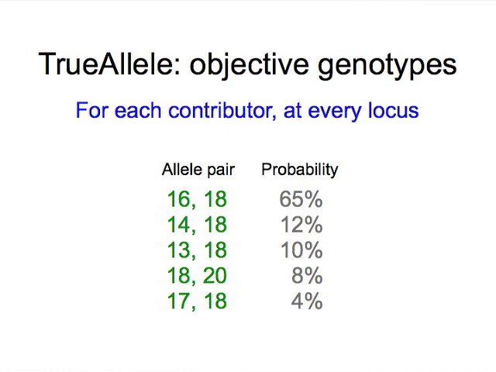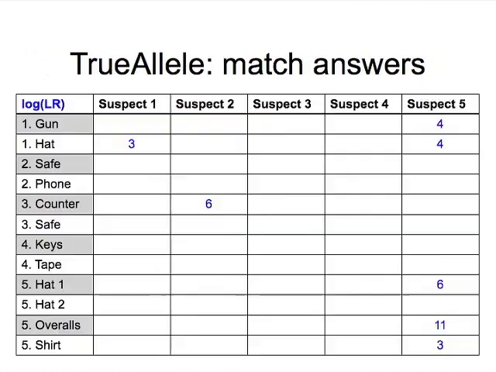Here's the listing of allele pairs: 16, 18, 14, 18, 13, 18, 18, 20, 17, 18. Of roughly 100 possibilities, these 5 allele pairs comprise about 99% of the probability, and there are probabilities associated with them. Once you have a genotype that has allele pairs with the probabilities, then match statistics can be calculated. And that's what the computer does.